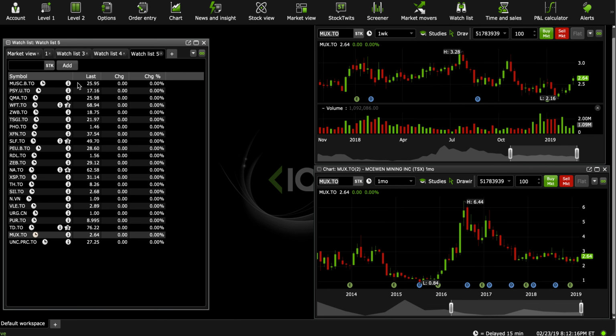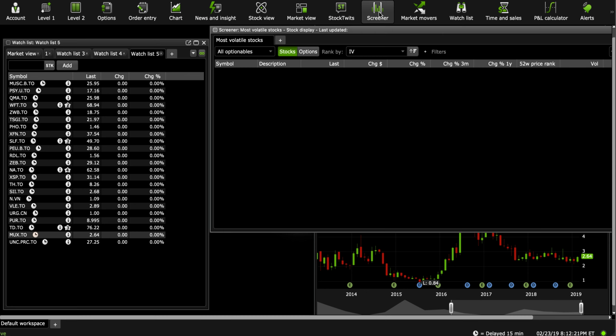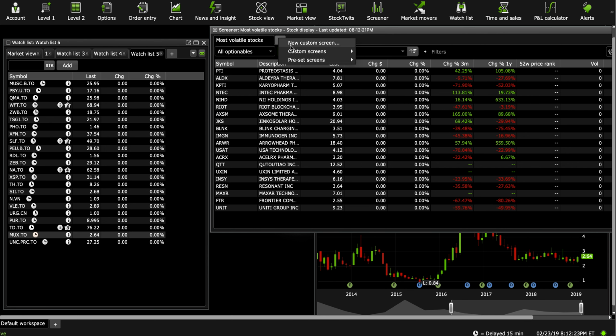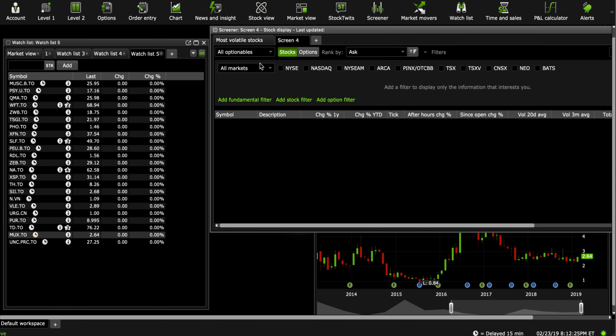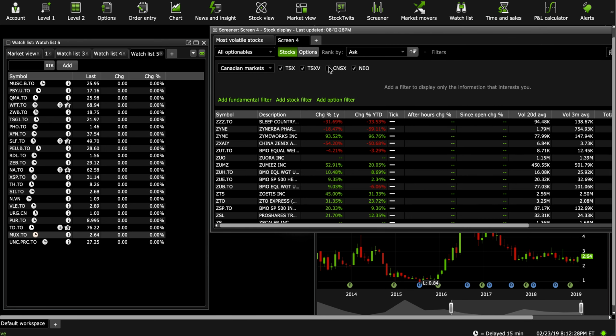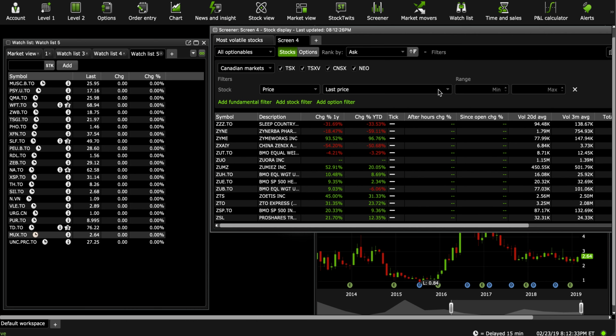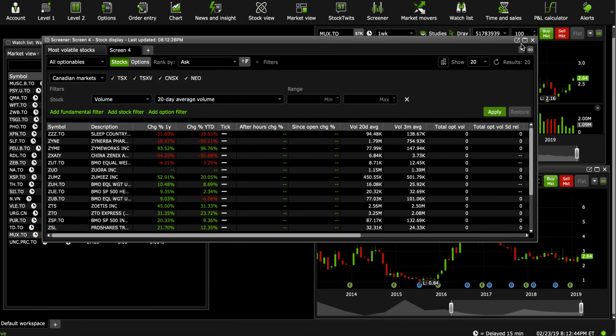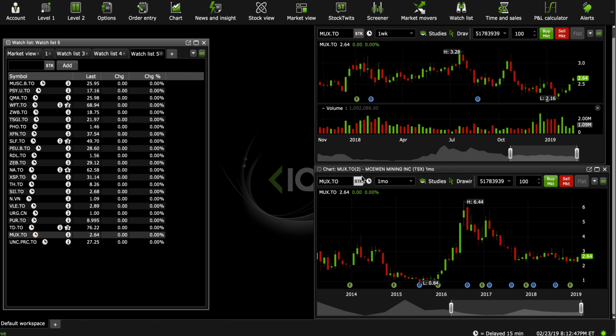So hey, you know what? That's how I usually do my scans. Find the momentum names. So once again, go to screener, set up a new screen, and you do Canadian markets, TSX only, and then you just do add stock filter. You can change whatever price you want to. You can even do volume, right? So you can do 20-day average volume, relative volume, and so on. So yeah, that's how I do it, and that's how you can find momentum names using Questrade. Any questions on how to find names and all, let me know.